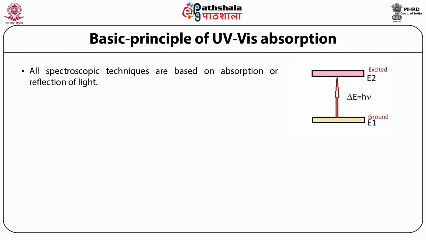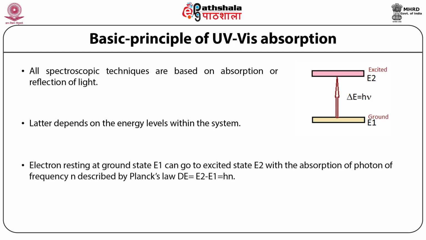All spectroscopic techniques are based on absorption or reflection of light. Latter depends on the energy levels within the system. Electron resting at ground state E1, shown in yellow color in the figure, can go to the excited state E2, shown in the red color, with the absorption of photon of frequency nu, described by Planck's law as delta E equal to E2 minus E1 equal to h nu.